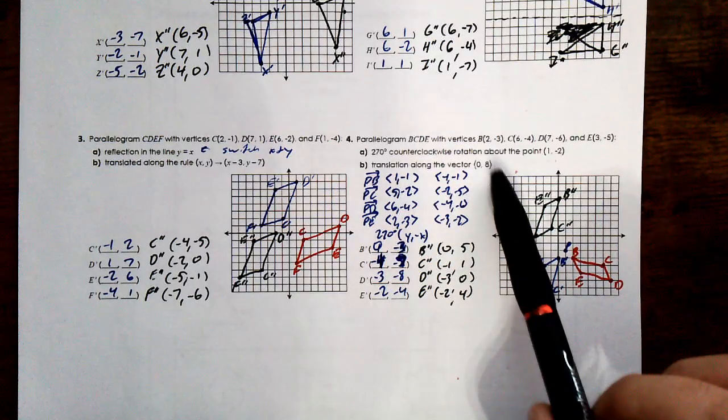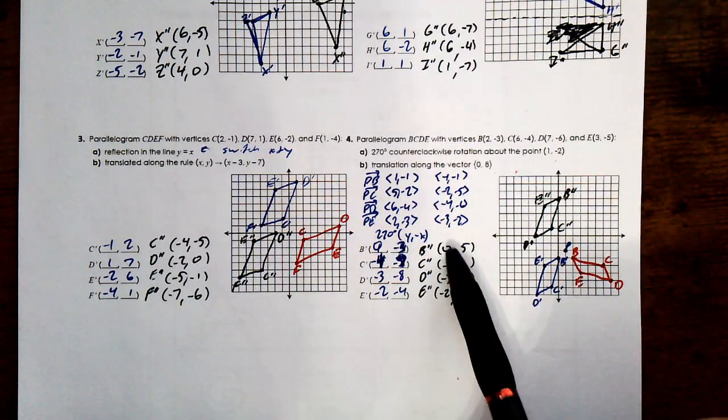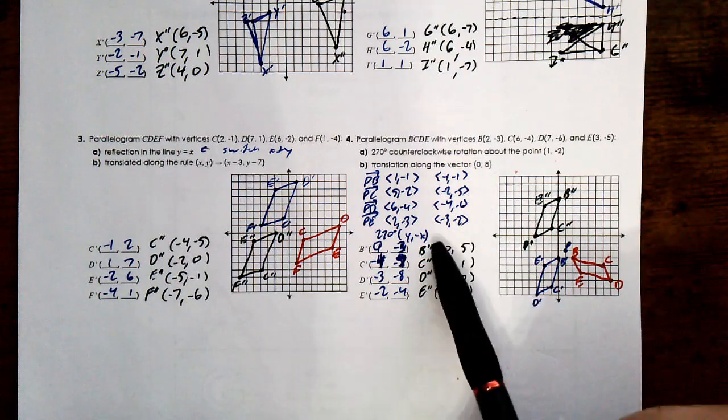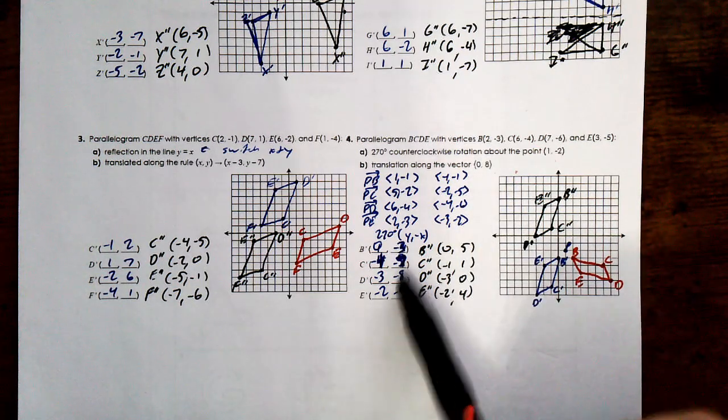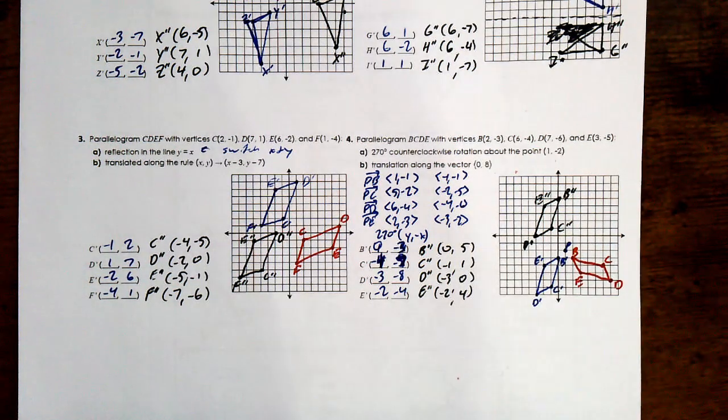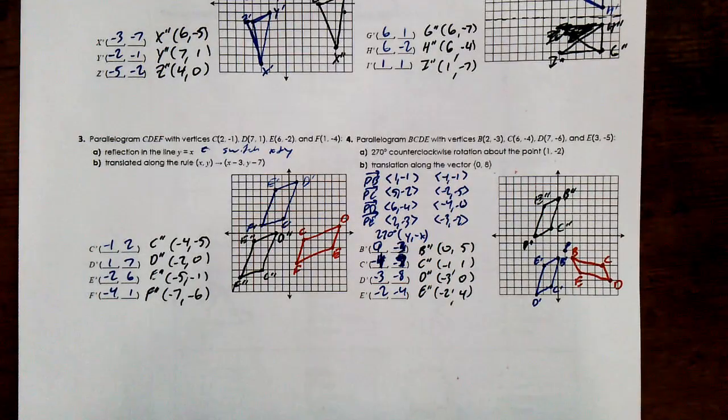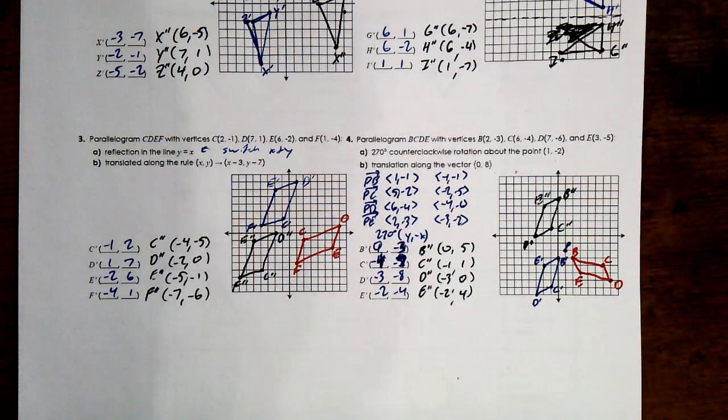Then we translated along the vector 0, 8, which means we kept the x the same because that was +0, and then +8 to all the y's. So we got our new points. Once again, composition of transformations. They can use any combination of reflections, translations, rotations when they do this.